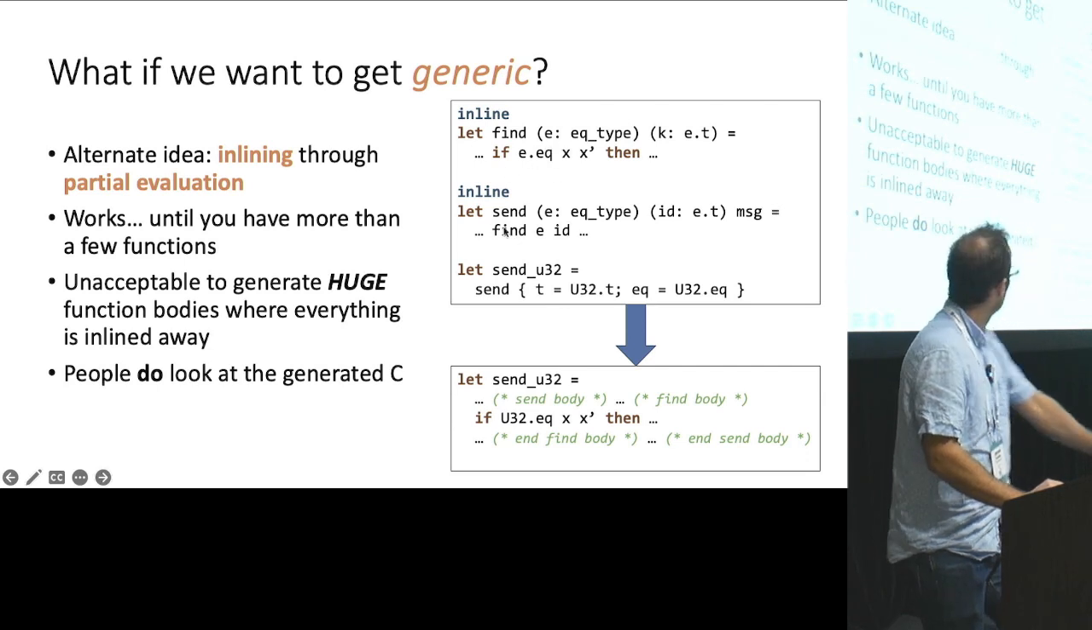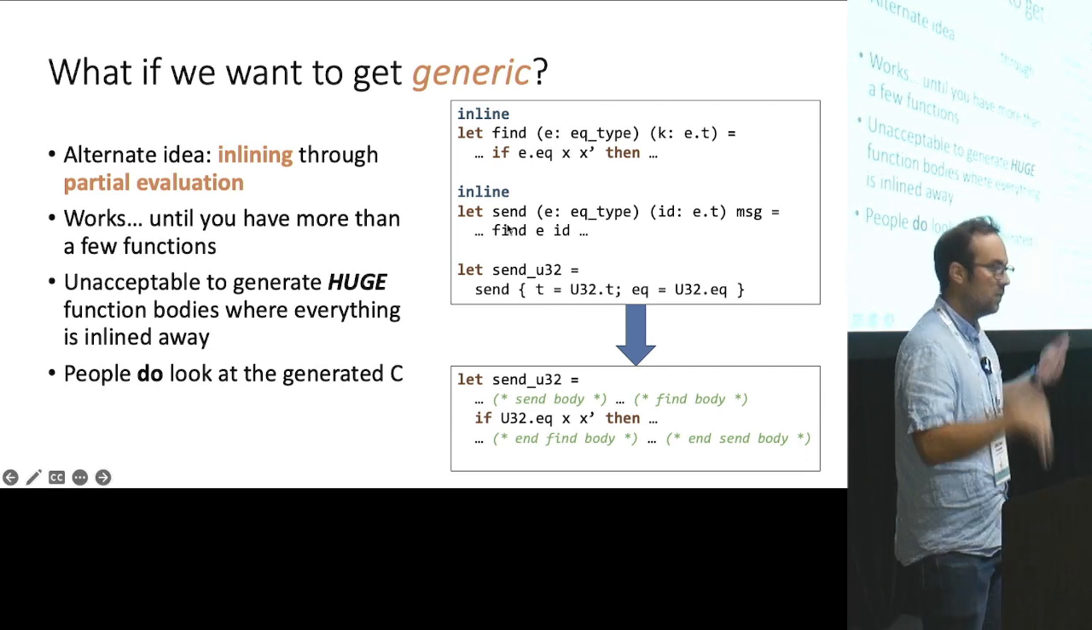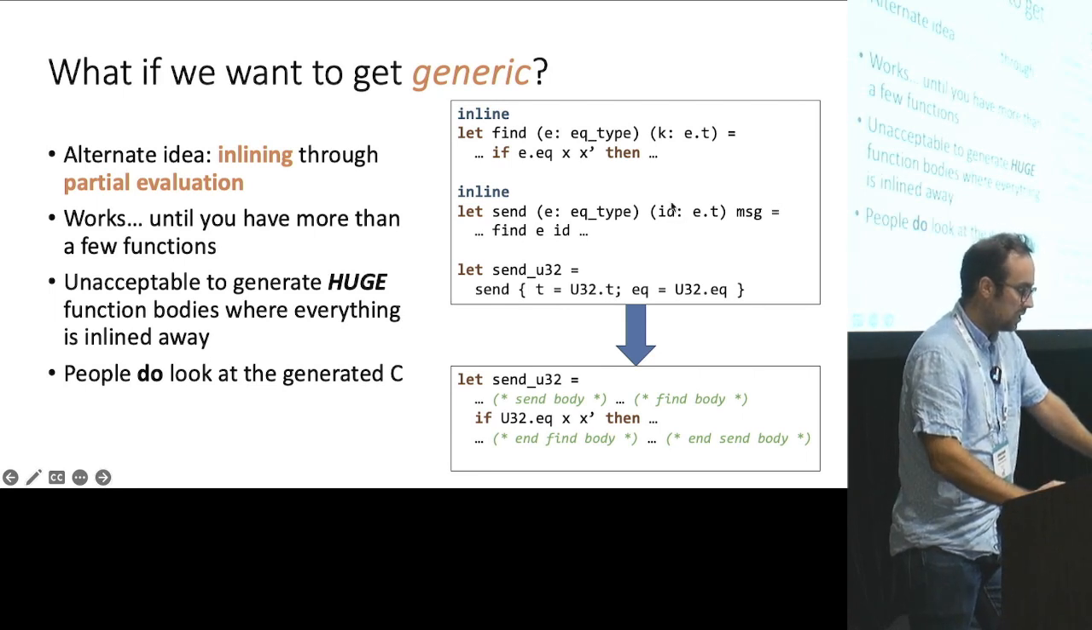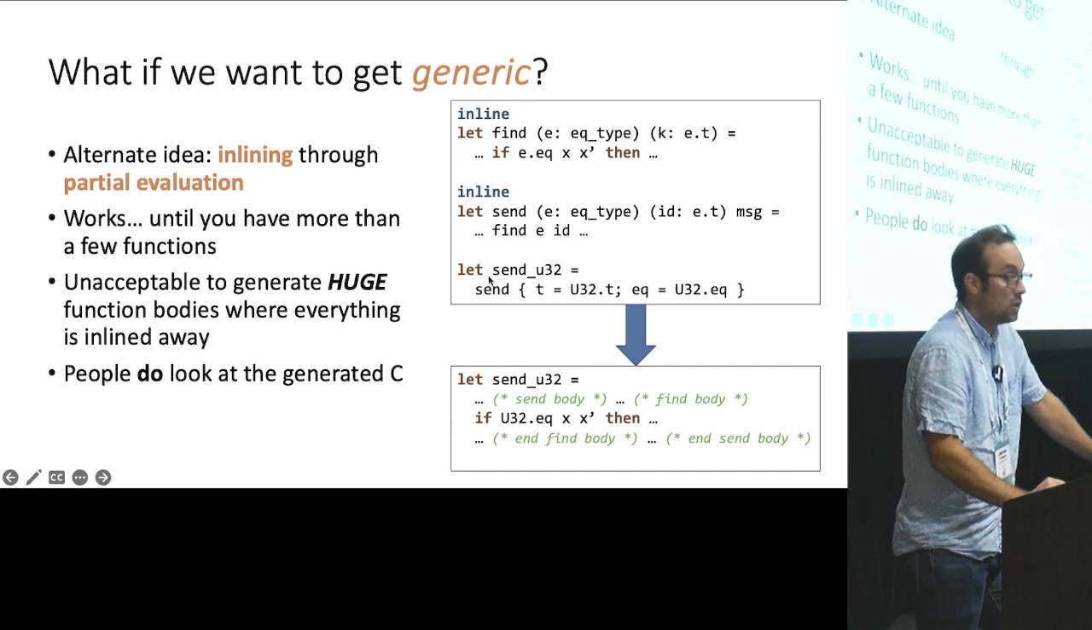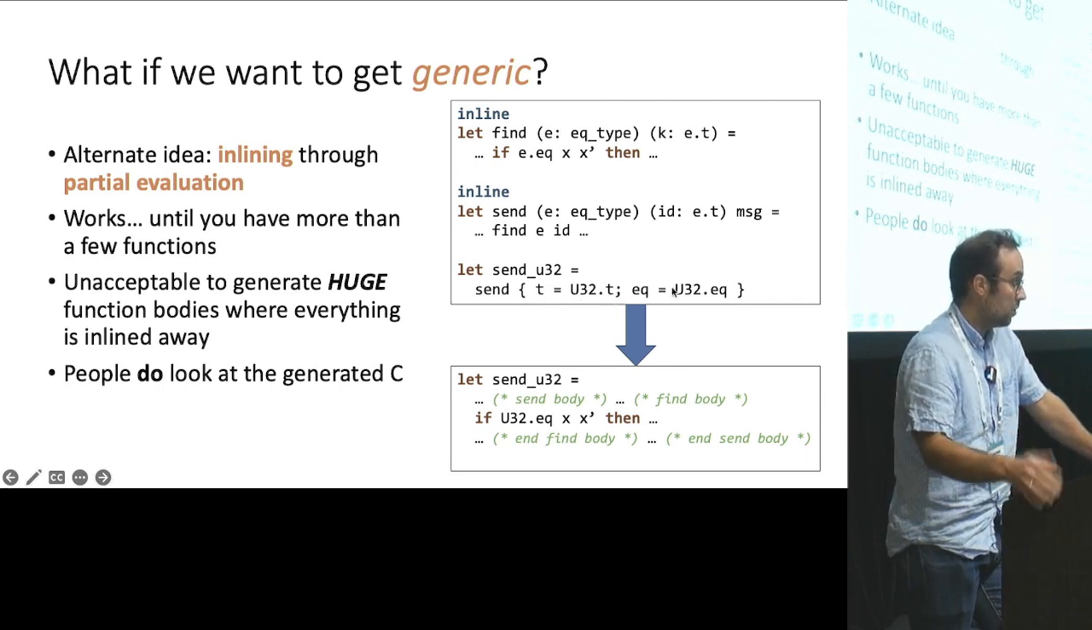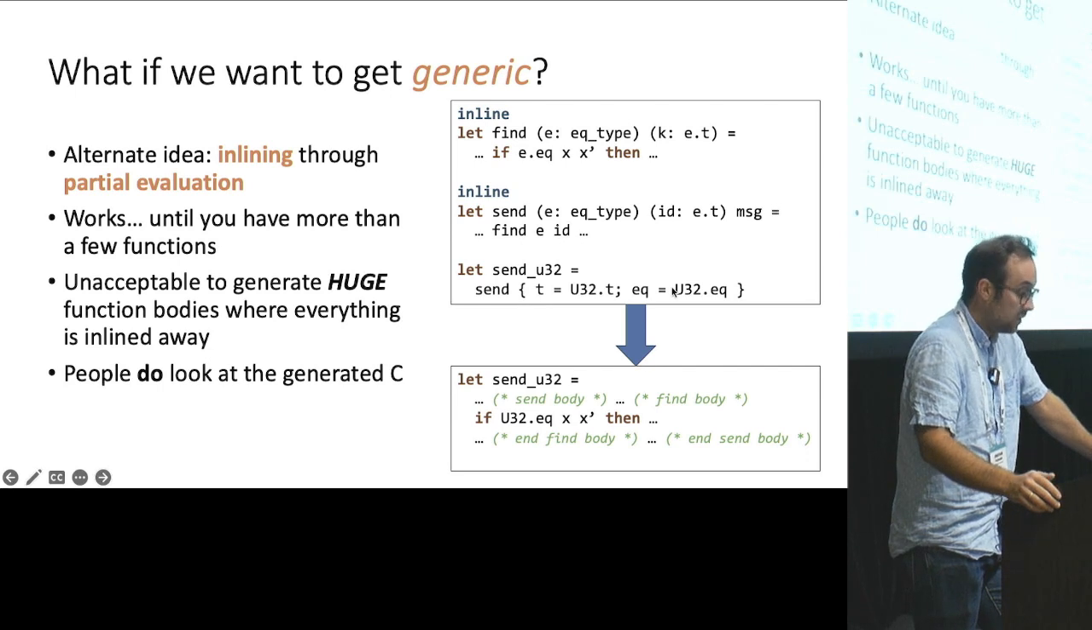And for the sake of example, I've also added a send function. Let's imagine you're in a protocol and your send function takes a key and is looking up the value associated to that key. Fine. A first idea is to aggressively inline everything. So imagine that you're trying to get a specialized version of the send function for U32. You could partially apply send to an eq_type where the type T is U32.t, and the equality function is simply your equality monomorphically over 32-bit unsigned integers.